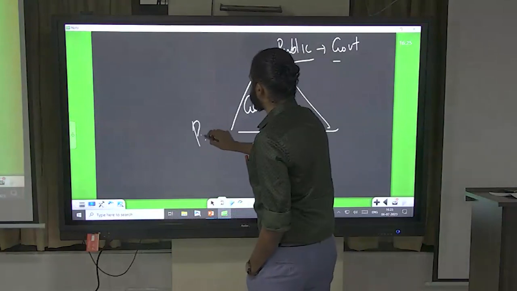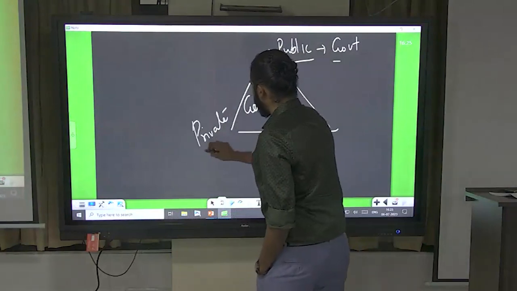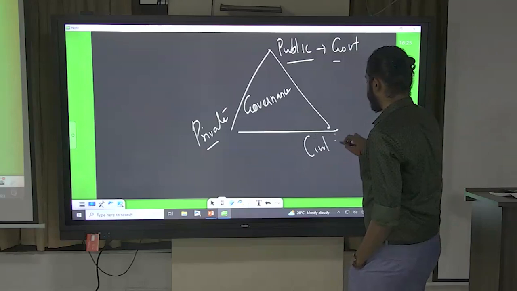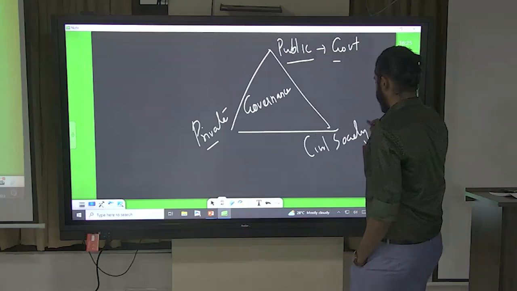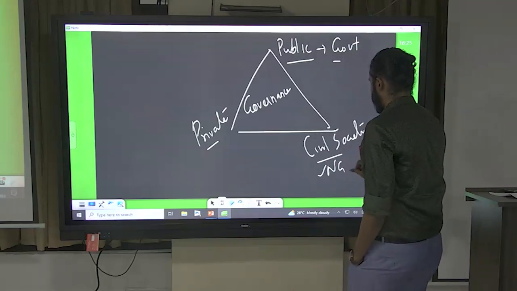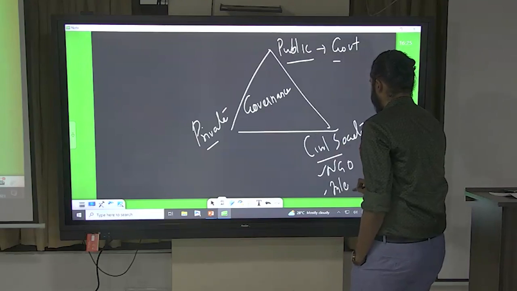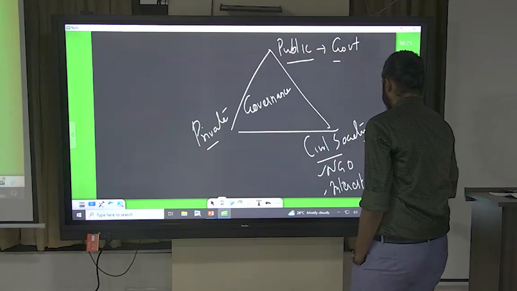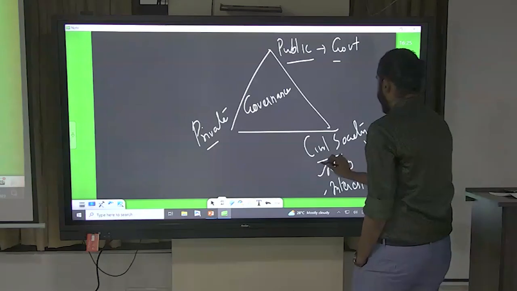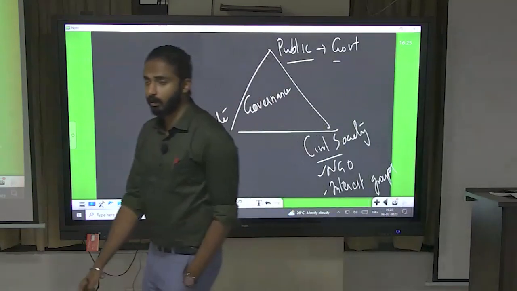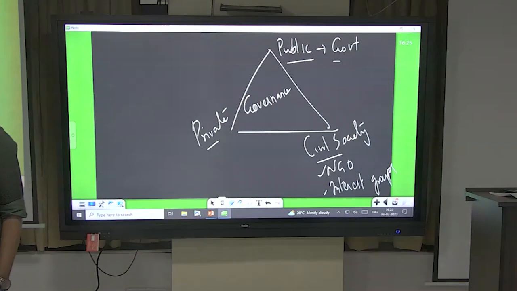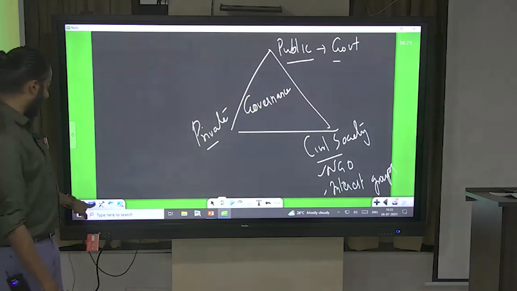Then there is the private sector. And the third pillar is called civil society. Examples: NGOs, interest groups. All these are examples of civil society. So they also help in enforcing accountability. Nowadays there are a lot of NGOs, a lot of interest groups who will ensure that the government is functioning properly. This is all part of accountability and control.